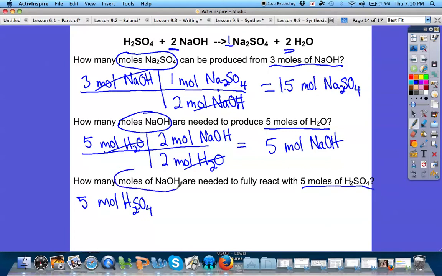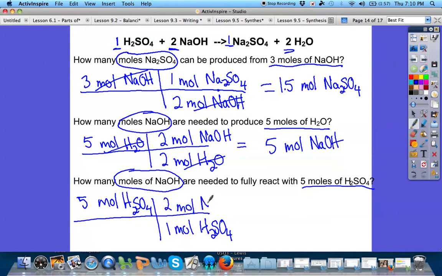And we want to find the number of moles of sodium hydroxide. So in our chemical equation, we have 1 mole of sulfuric acid and we have 2 moles of sodium hydroxide. So moles of sulfuric acid are going to cancel. 5 times 2 is 10, divided by 1, still 10, and it's going to be 10 moles of sodium hydroxide.